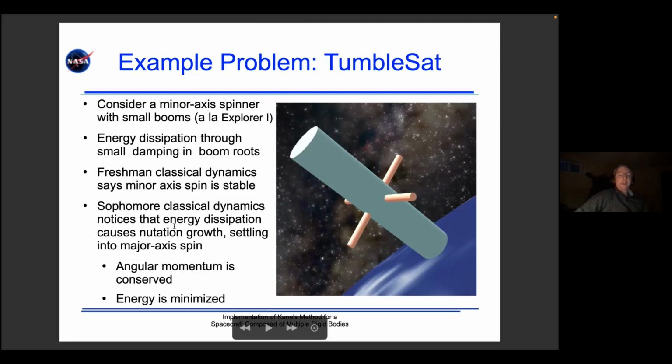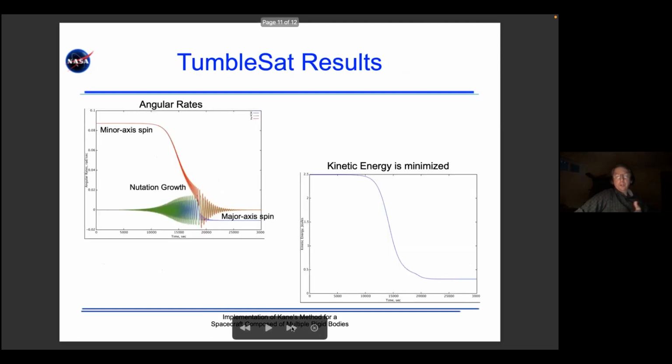But if you take a second look at it, the energy dissipation causes the minor axis motion to, over time, destabilize, and it'll end up as a major axis spin. Angular momentum is conserved the entire time, and energy seeks a minimum. Okay, so I performed this experiment through simulation.